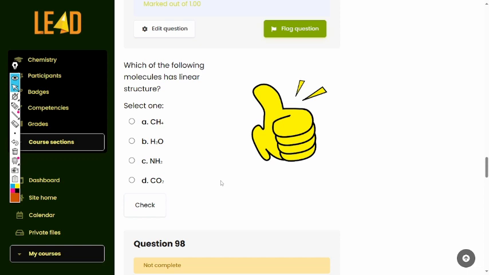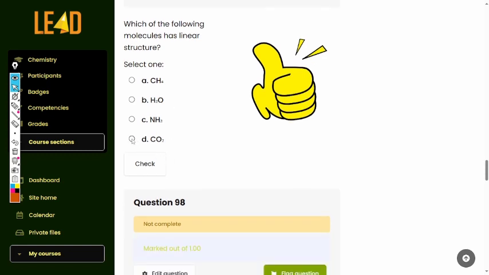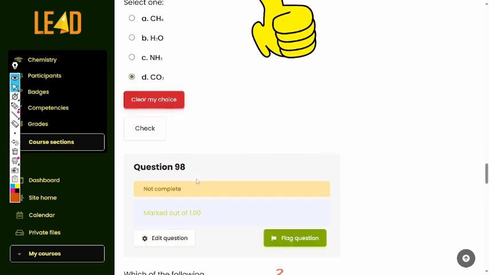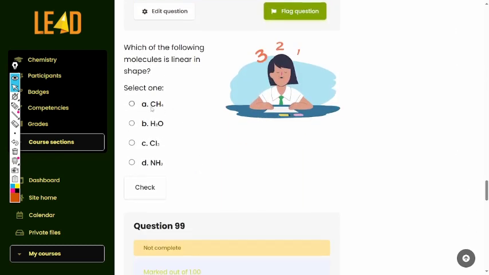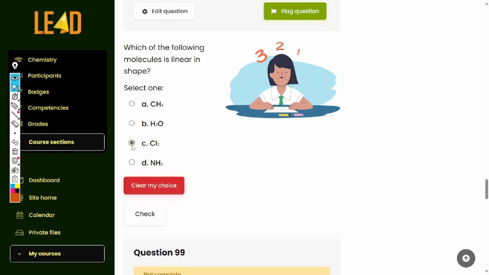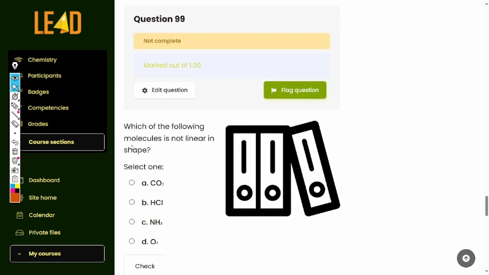Which of the following molecules has linear structure? Methane is tetrahedral, water is bent, ammonia is trigonal planar, so the only linear one here is carbon dioxide. Which of the following molecules is linear in shape? Okay, methane is tetrahedral, water is bent, chlorine is linear. When you have 2 chlorine atoms, you get a straight line, while ammonia is trigonal planar, so the only linear one here is chlorine.